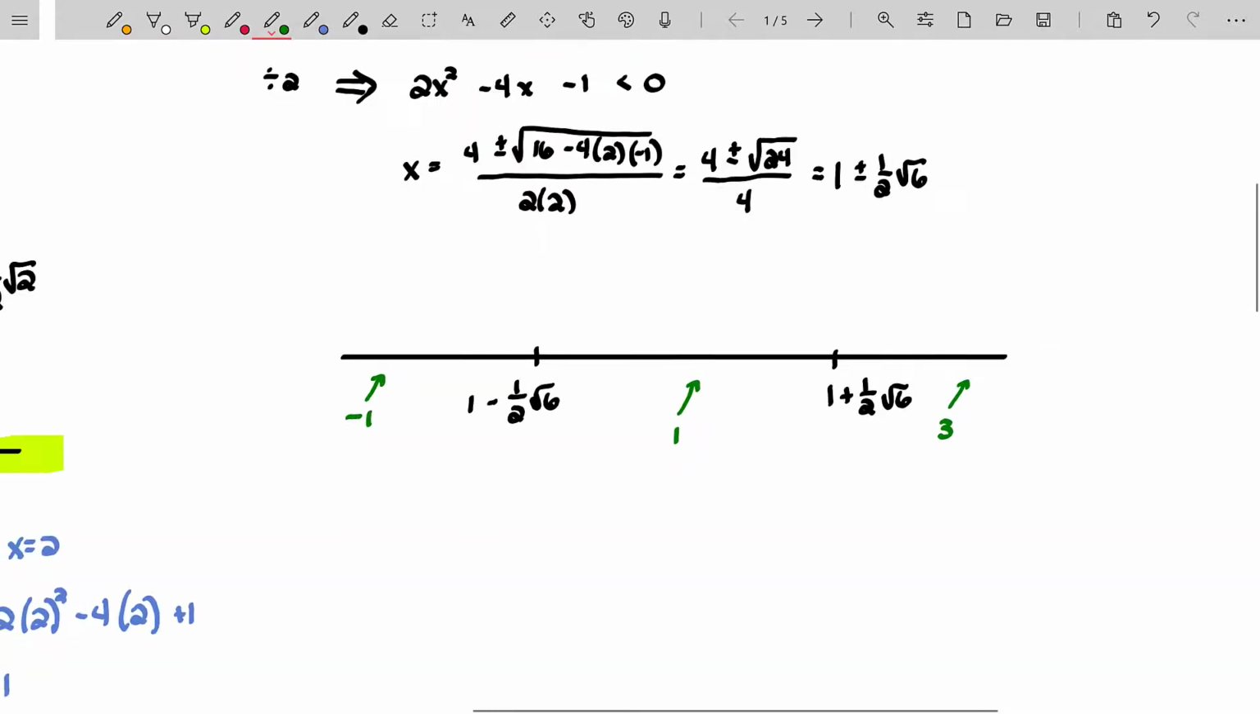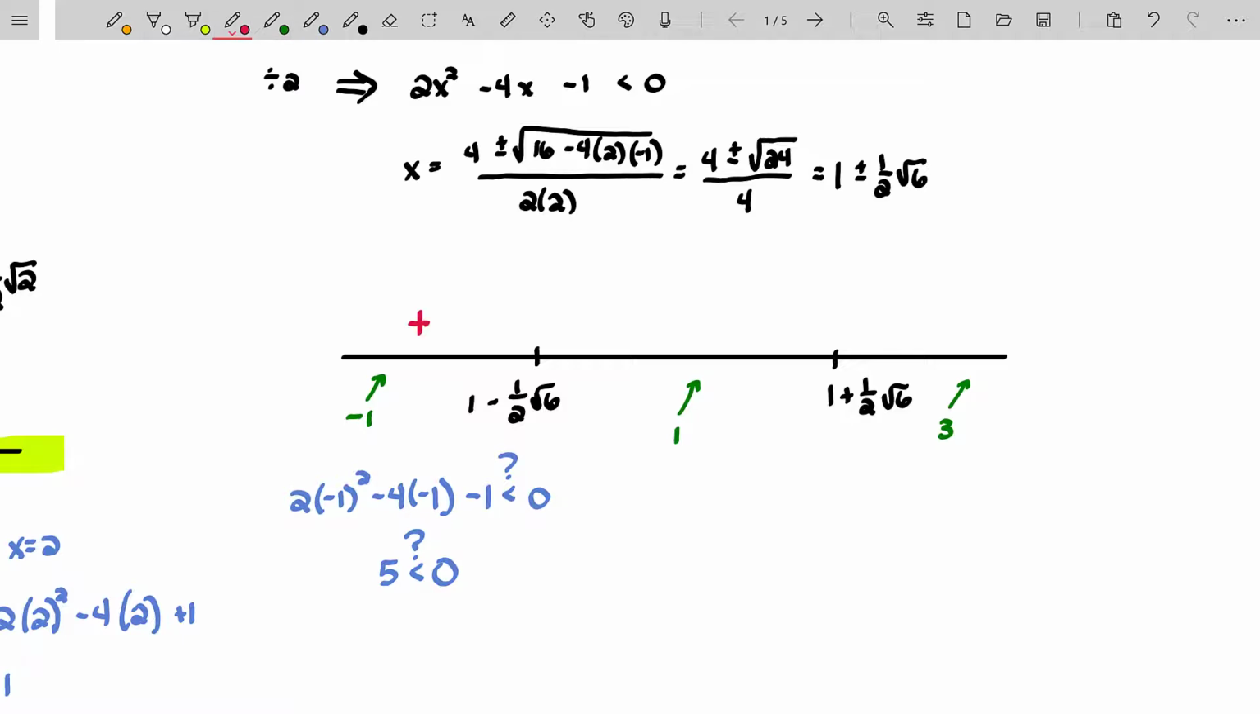Again, let me showcase the quadratic expression above. Start with a simple question. Is 2 times -1 squared minus 4 times -1 minus 1 less than 0? That's the same thing as asking, is 5 less than 0? And the answer to that is obviously not. So in this region, our quadratic expression is actually positive, but that's not what we want it to be. So I'm drawing that in red.